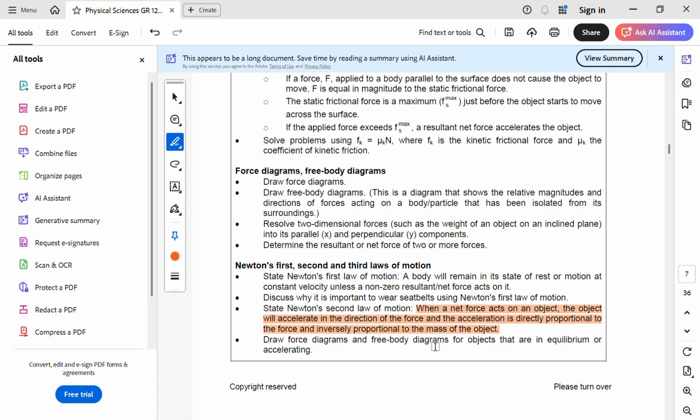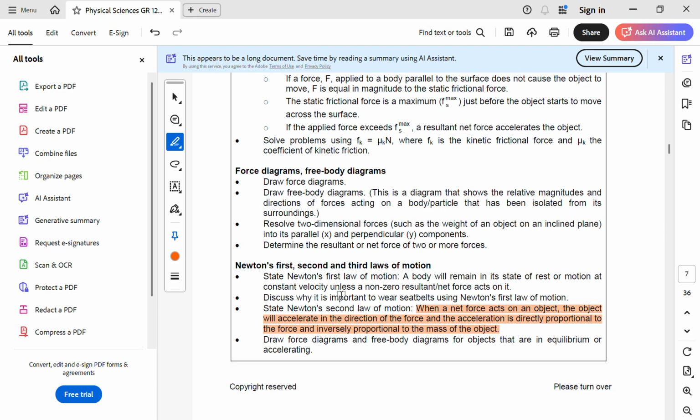So let's check it out. This is our definition, this highlighted one. As you can see, it says that when a net force acts on an object, by the way, this is Newton's second law of motion, the object will accelerate in the direction of the force, and the acceleration will be directly proportional to the force and inversely proportional to the mass of the object. So that is Newton's second law.